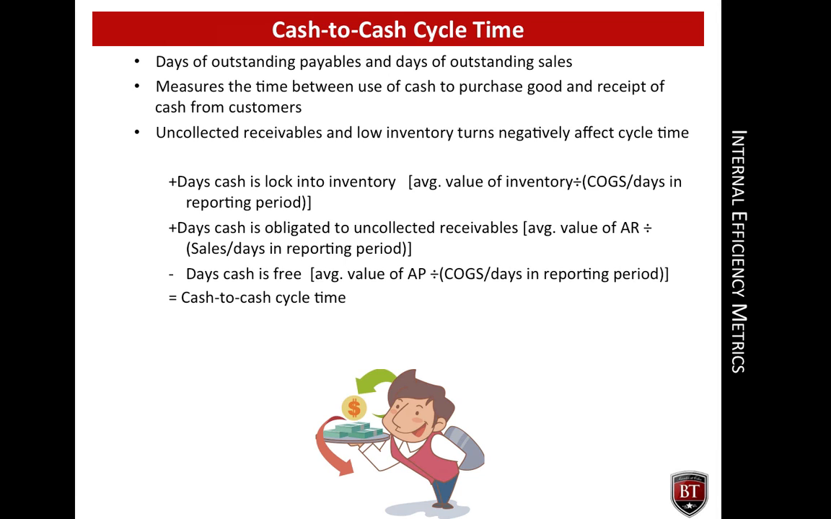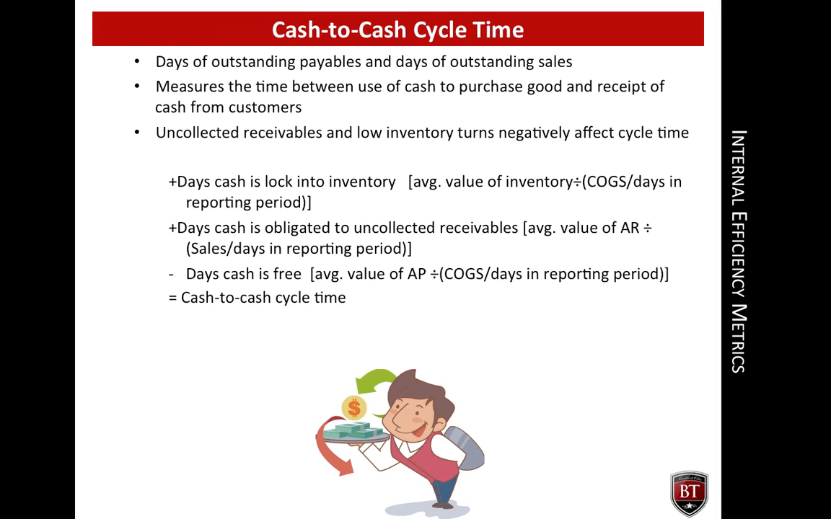To calculate cash to cash, add the days cash is locked up as inventory. Add days cash is obligated to uncollected receivables. Subtract days that cash is free because bills have not been paid. This should equal the cash-to-cash cycle time.